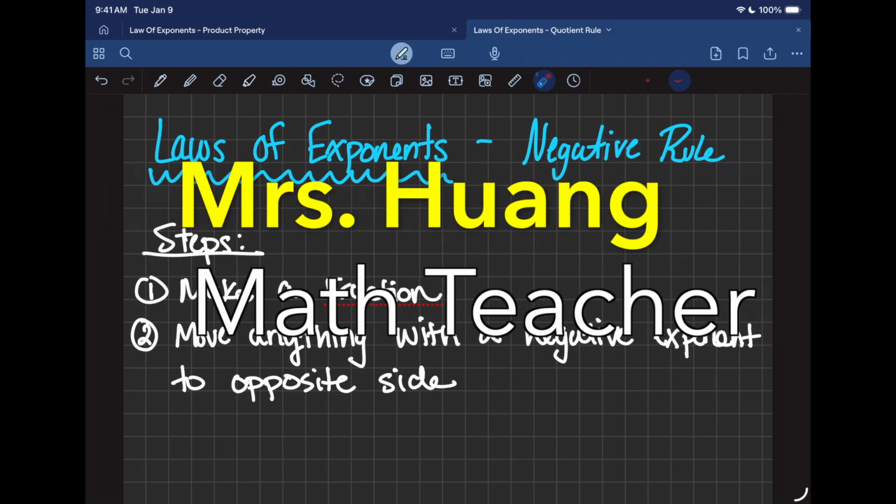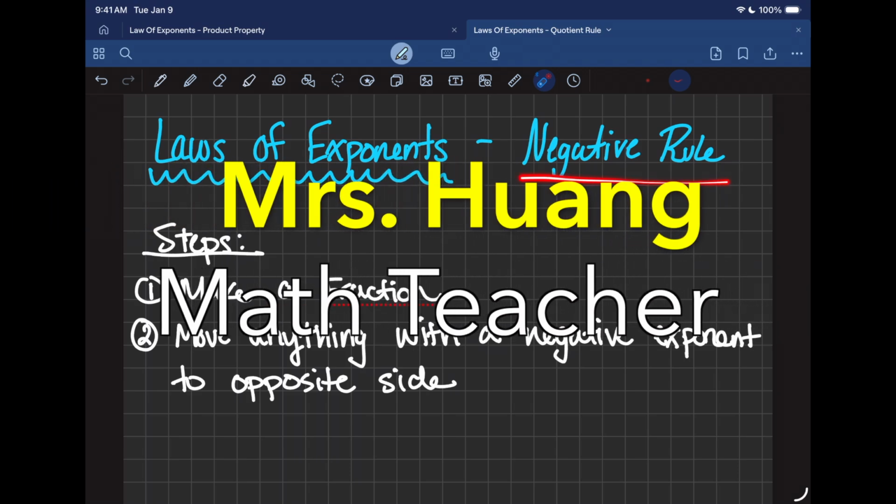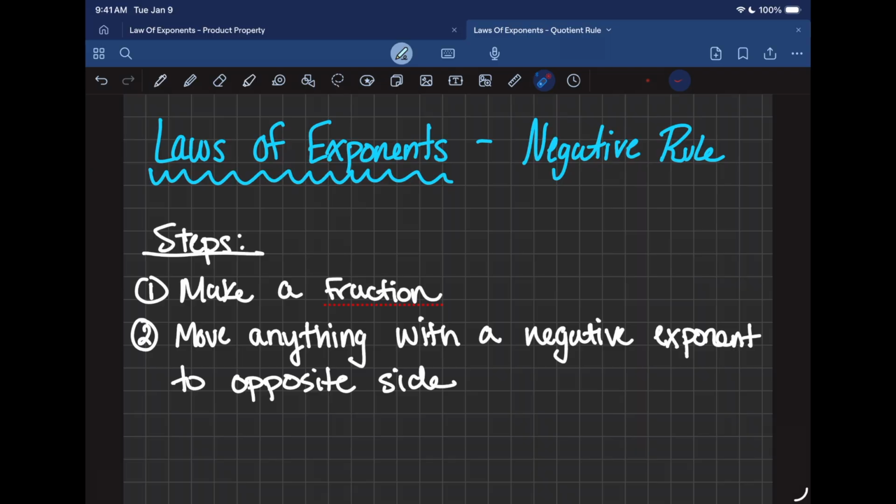All right, we're going to be working with the negative rule in this video. So the steps we're going to follow is to make sure that whatever you're working with is set up as a fraction. And then we move anything with a negative exponent. Okay, so I need to have a tiny number that's negative. If anything else is negative, it doesn't matter. We're going to move that to the opposite side.